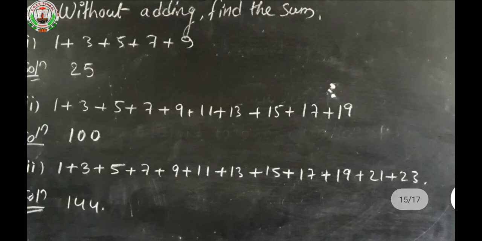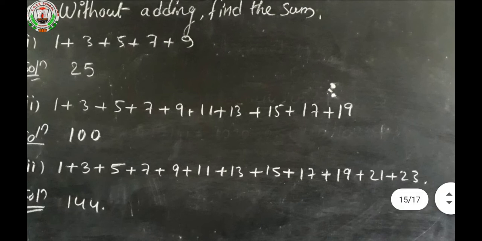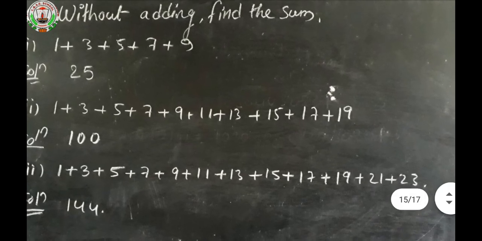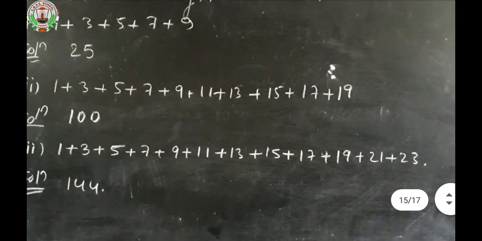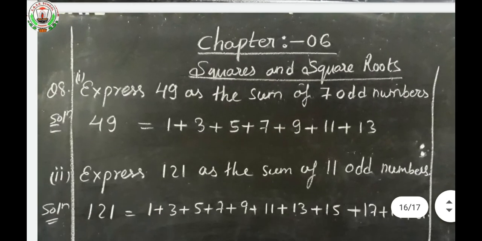Because in the question it is said that without adding, you have to find the sum. One of the properties says that the sum of the first 10 odd numbers is 10 square, that is 100. So the answer without adding comes as 100. Similarly for the third one, the sum of the first 12 odd numbers is 12 square, that is 144. In this way you have to do the question, but without adding the numbers.